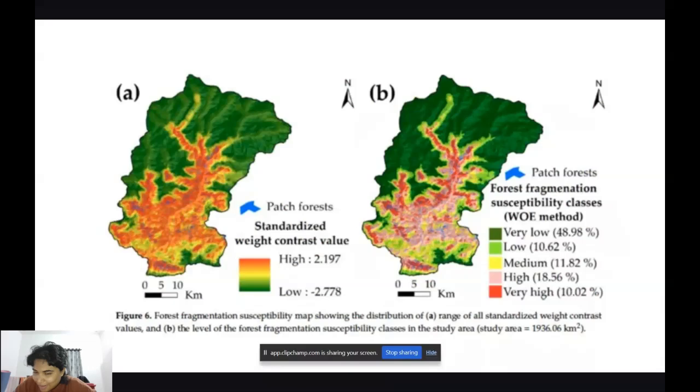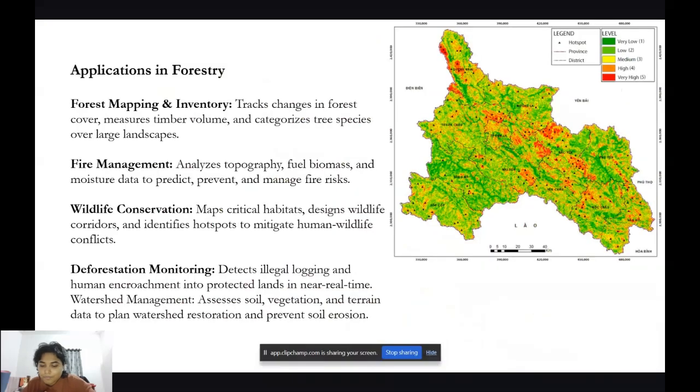So, in a similar manner, here on behalf of forest fragmentation susceptibility, other factors are giving indication that these areas are highly susceptible or these areas are low susceptible. For example, a road is a proxy to show you that the areas surrounding it are highly susceptible to fragmentation. Okay, so that is it about forestry and agriculture.